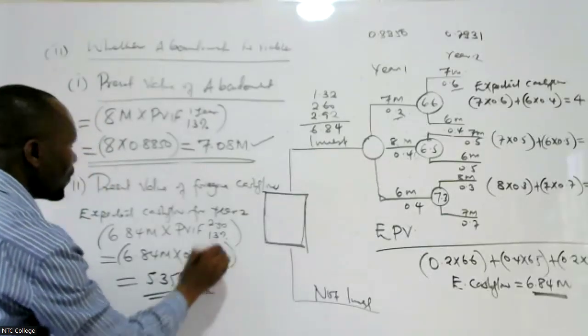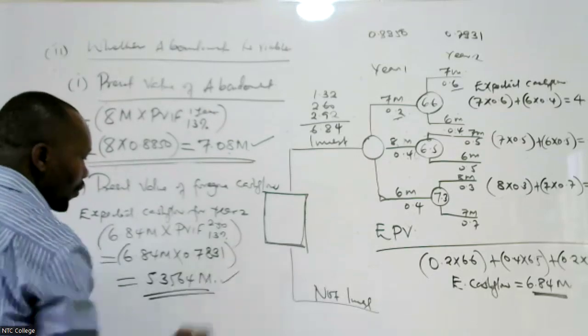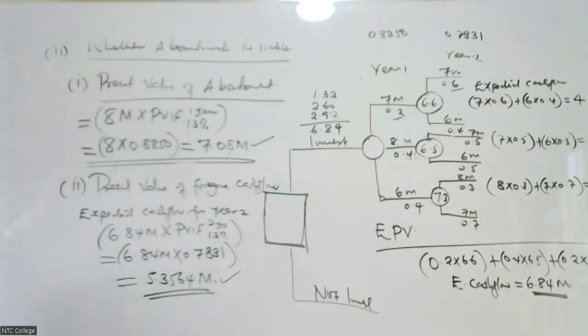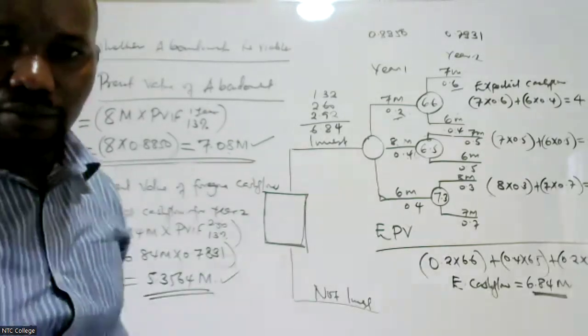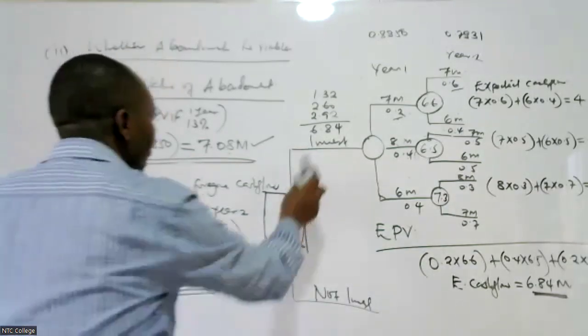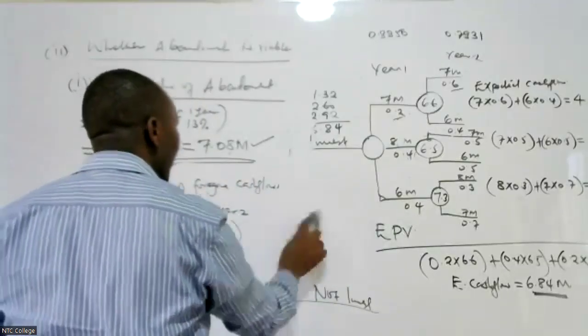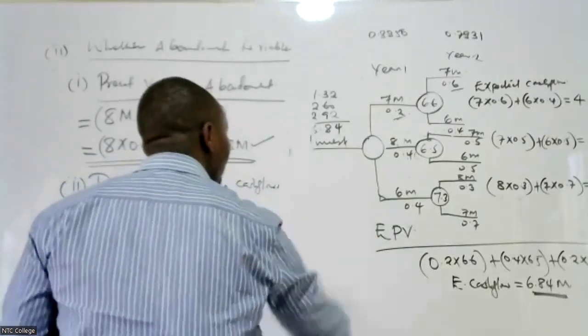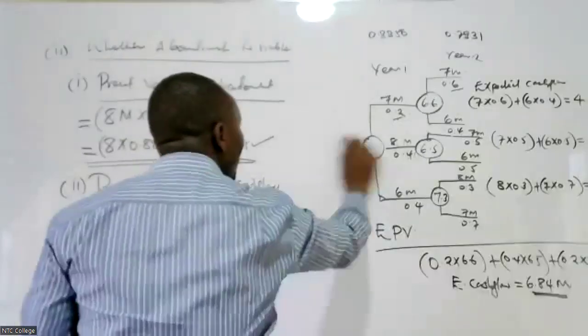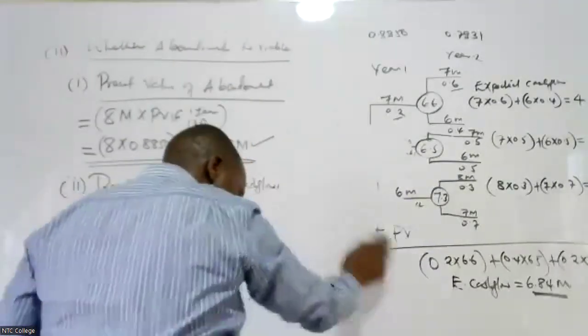This is now the present value, this is the present value. Which one will you go for? Abandonment after 1 year. You can abandon it after 1 year because that abandonment has got a higher present value compared to you going on with the operation.